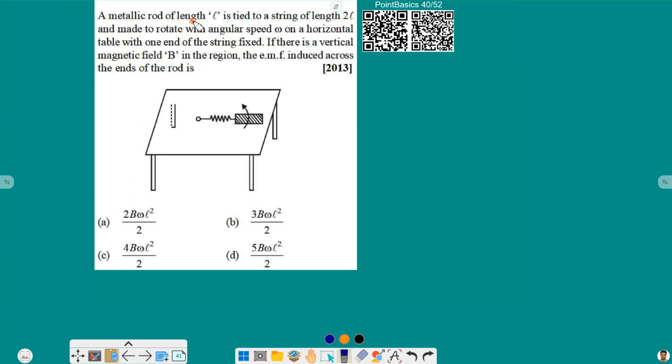So a metallic rod of length L is tied to a string of length 2L and made to rotate with angular speed omega on a horizontal table with one end of the string fixed. If the vertical magnetic field B is in this region, find the induced EMF across the ends of the rod. So we have to find EMF induced across the ends of the rod.